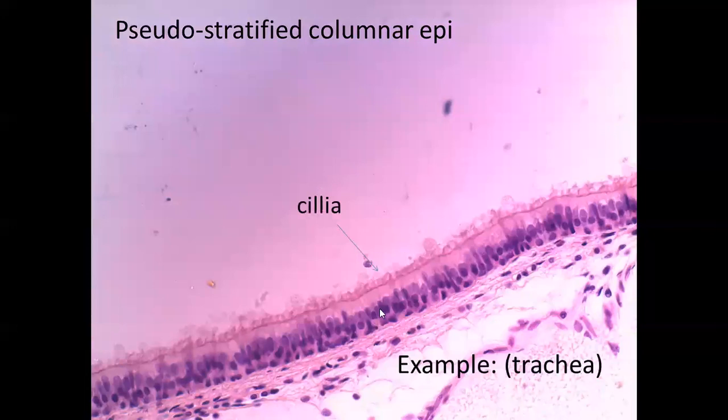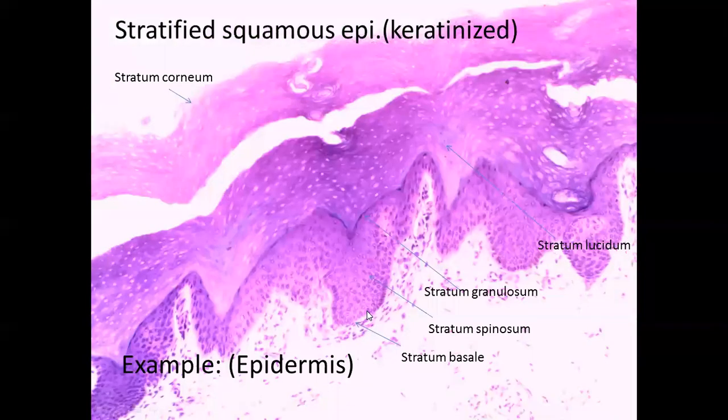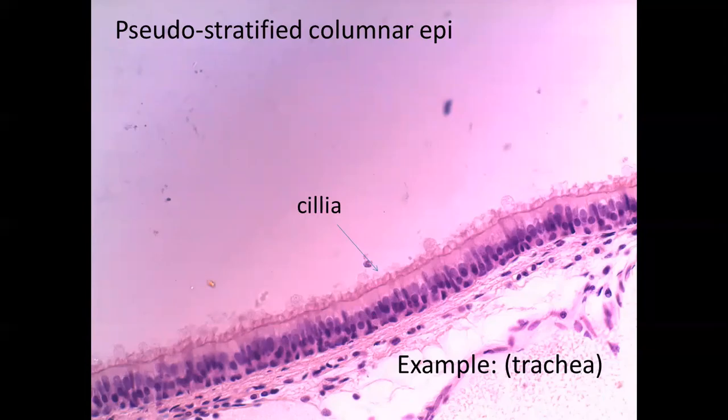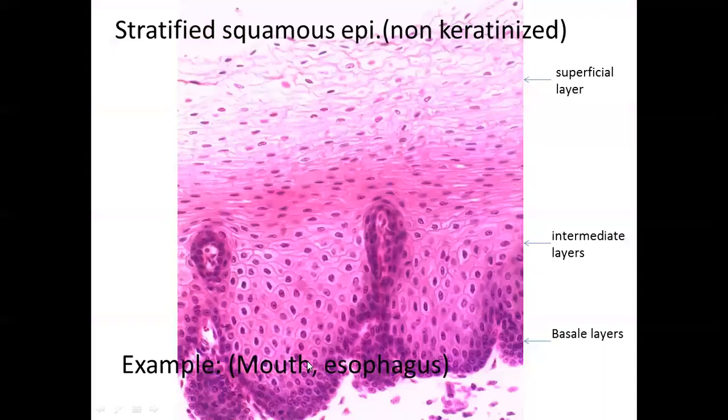Also, this is a ciliated pseudostratified epithelium. Pseudostratified epithelium, different levels of nuclei, with these cilia. The cilia of this pseudostratified columnar epithelium, which consists of different levels of nuclei. Example, trachea. Another slide.